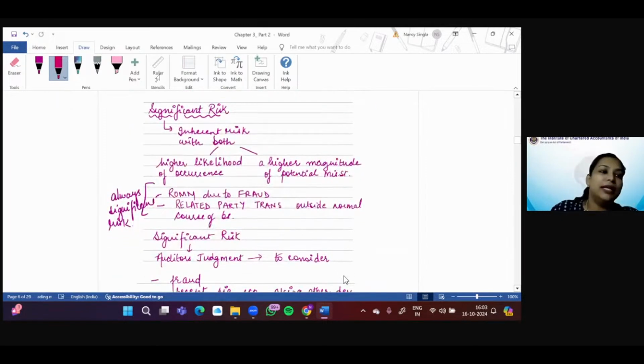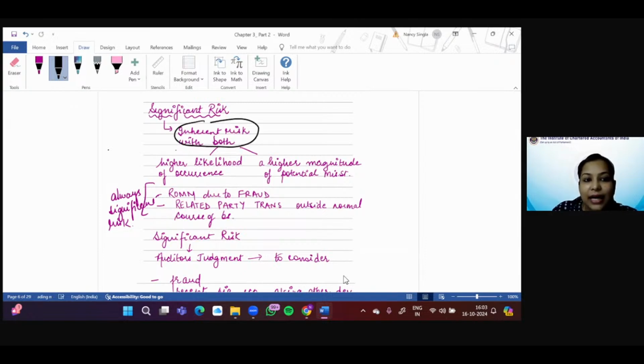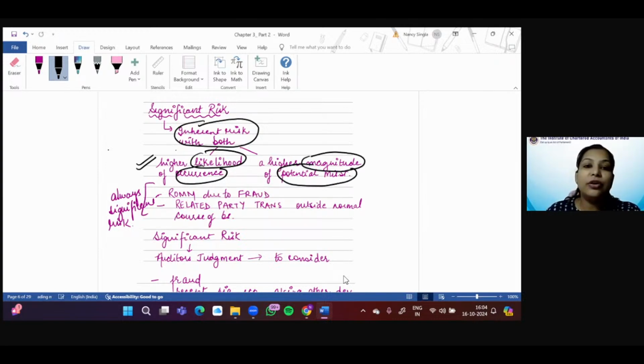So what is significant risk? These are inherent risks with both higher likelihood of occurrence. The chances that such a risk will occur is high. Plus, if it occurs, the magnitude, the impact, will be what? The magnitude of potential misstatement will be high. So higher likelihood of occurrence and higher magnitude of potential misstatement. Magnitude is the impact, right?